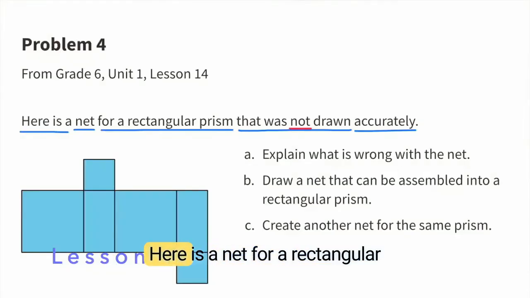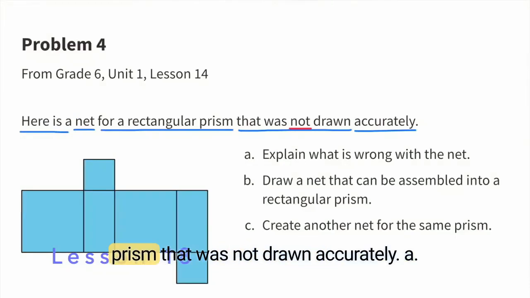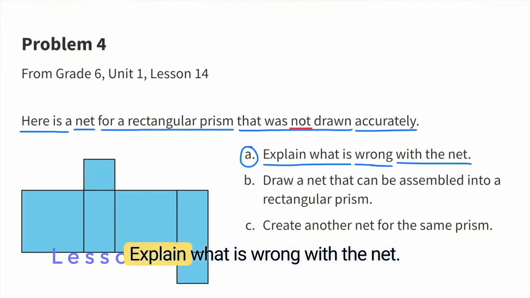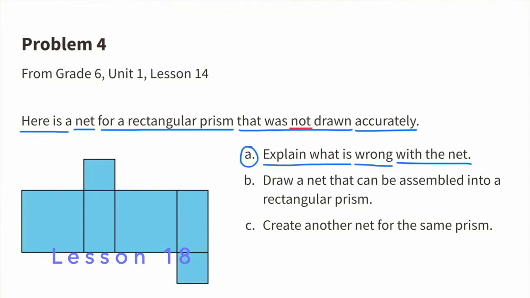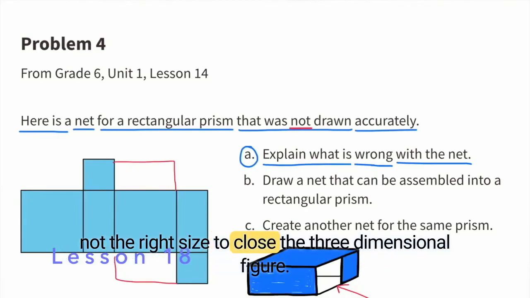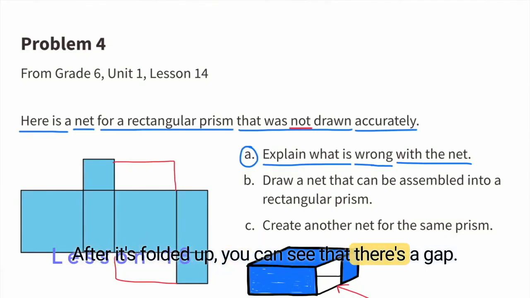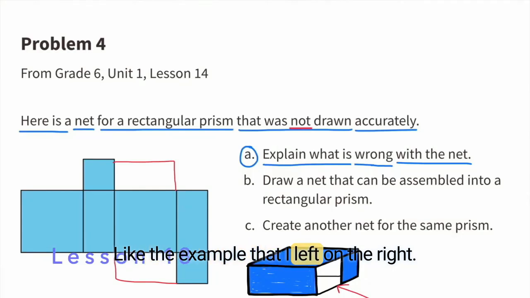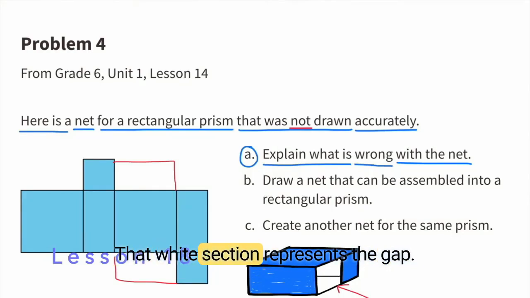Number 4. Here is a net for a rectangular prism that was not drawn accurately. A. Explain what is wrong with the net. When the shape is folded, the 2 small squares are not the right size to close the three-dimensional figure. After it's folded up, you can see that there's a gap like the example that I left on the right. That white section represents the gap.